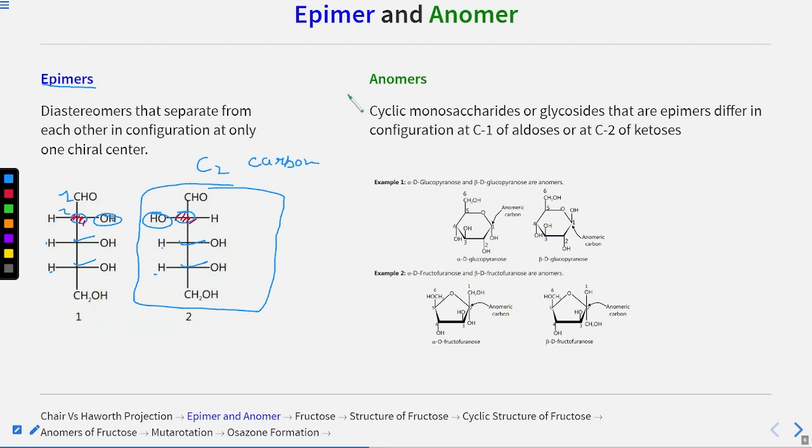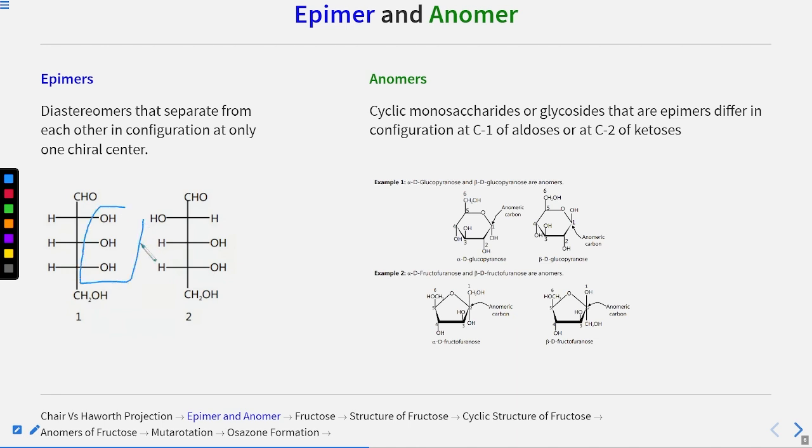Next thing, one more thing I forgot to tell you in the previous class. If all the OH are present on the right side, then it is called erythrose. And if all the hydroxyl groups are present on the left side, then it is called threose. So this is also a way of optically defining a compound. Okay.